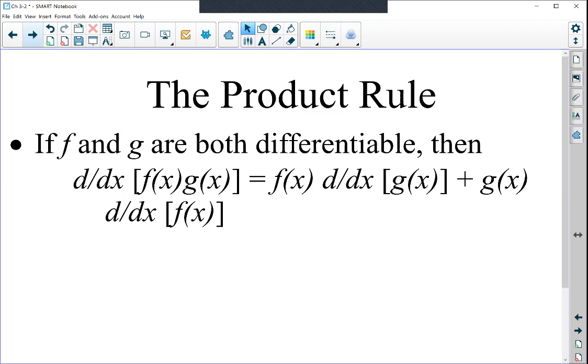A couple things to take note of. Because we have multiplication and addition, I could swap the order. I could take the derivative of the first times the second, and then the first times the derivative of the second. That doesn't matter. But make sure we're adding in between.